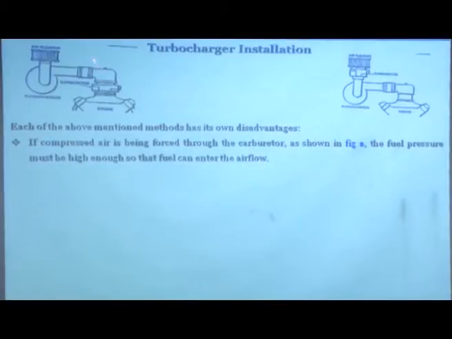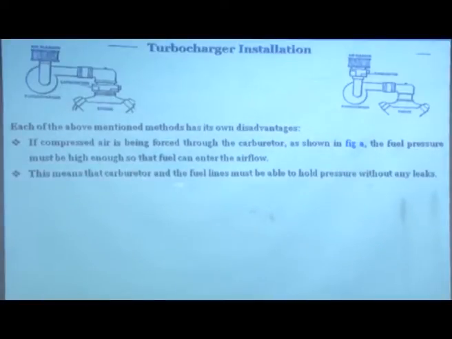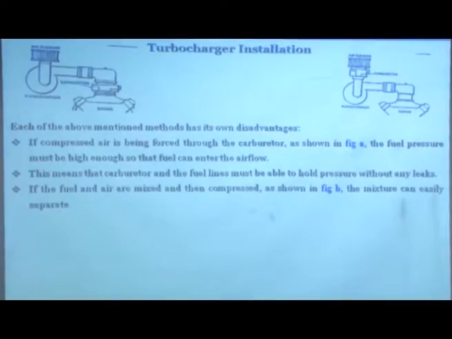If the fuel that is coming to the carburetor is not pressurized, then what will happen? Air will start passing in through the carburetor. So, rather than fuel coming in, it will be the air that will go out. So, this will create a lot of problems. This means that the carburetor and the fuel line must be able to hold pressure without any leaks. So, this is one special precaution that you need to take.